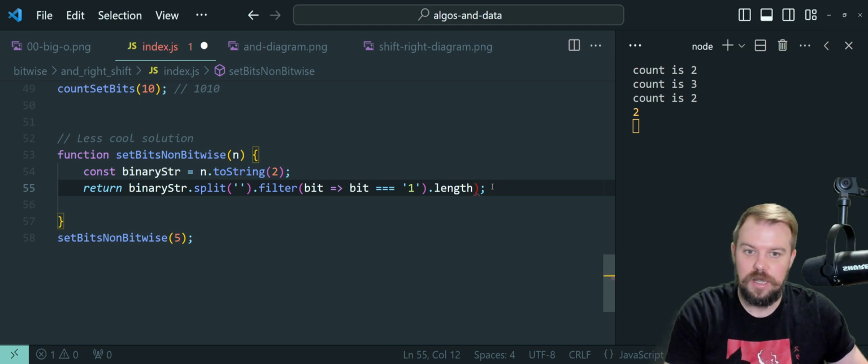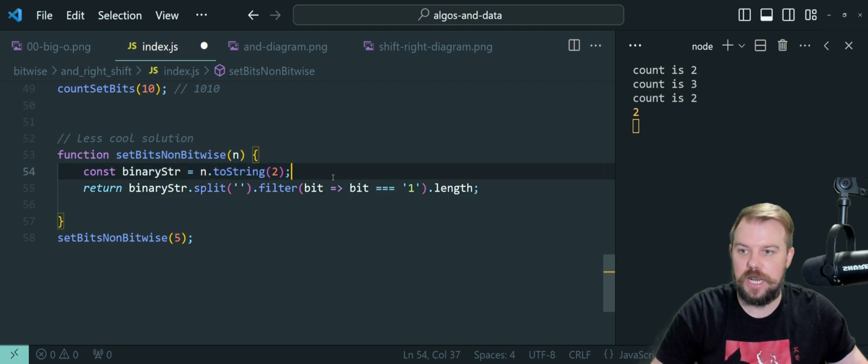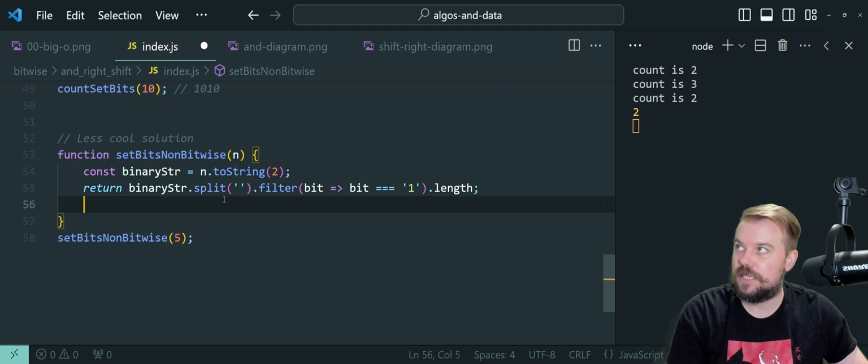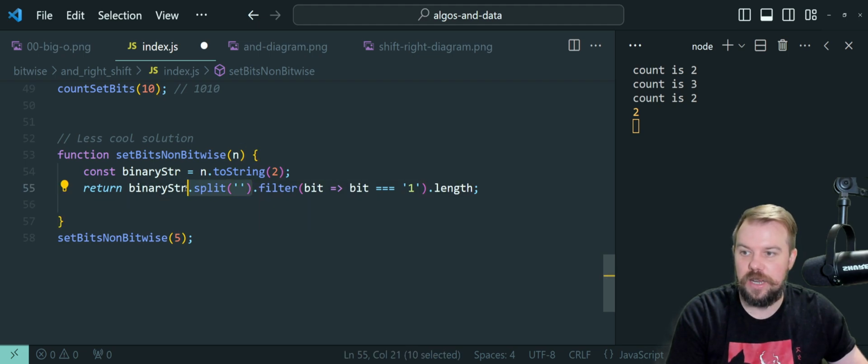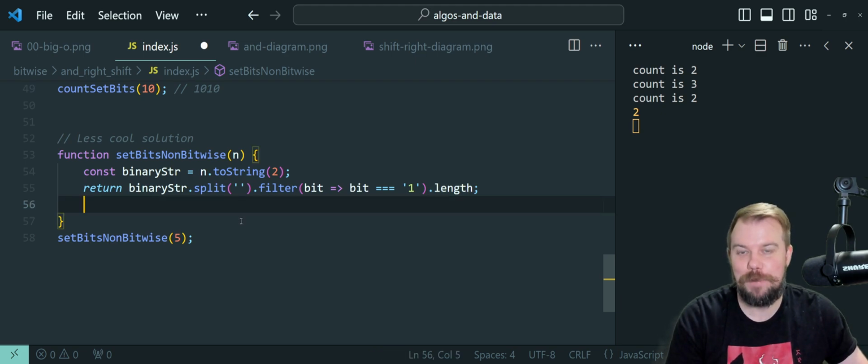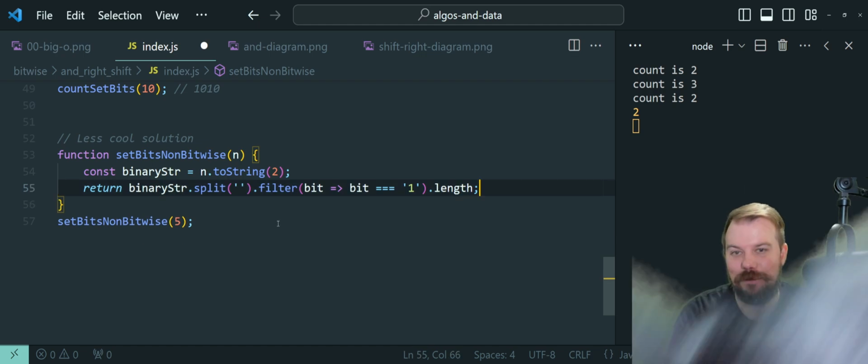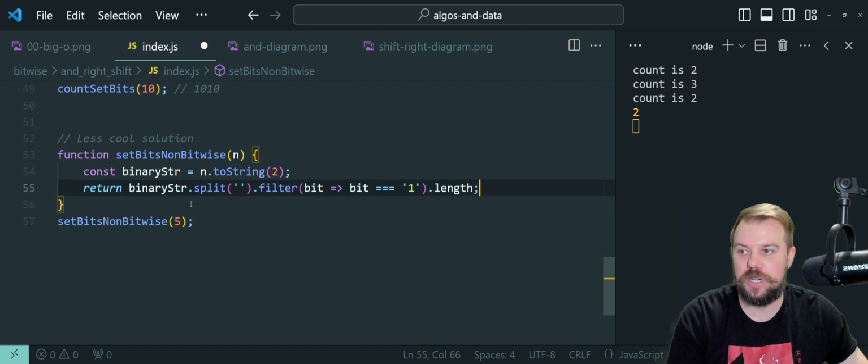You would return the binary number representation of what's converted, split into an array of their individual bits, filter out the zeros or filter the ones only, and once you have an array of string 1 values, the length of that array is how many bits or set bits are in that binary number. And then all you do is return it, and that is that less cool solution right there.